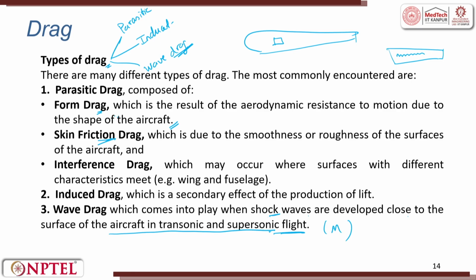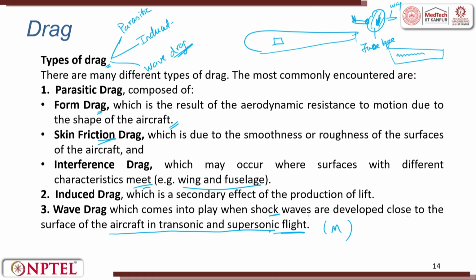Interference drag is between form and skin, which may occur where surfaces with different characteristics meet, such as wing and fuselage. The center portion is called the fuselage, this is the wing. This is wing, this is fuselage. Where it meets, it is called interference drag. So, form happens here, predominantly this is form, and then the skin happens here, then the interference happens here.